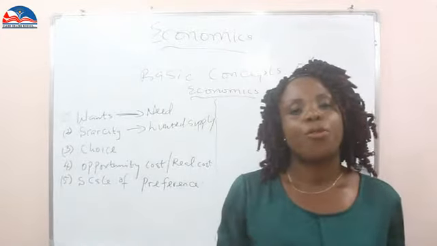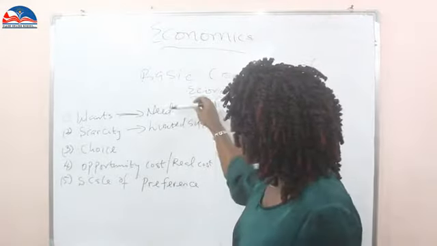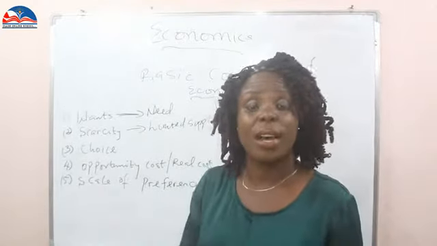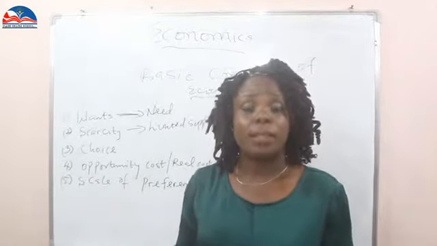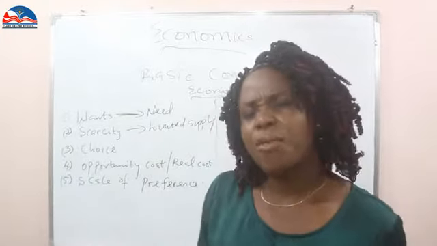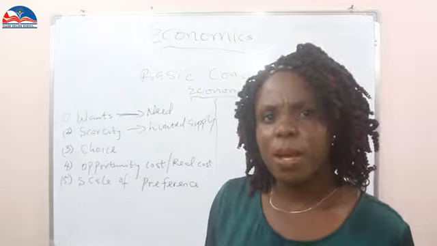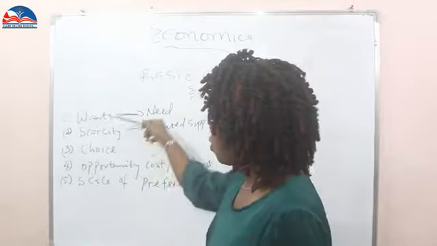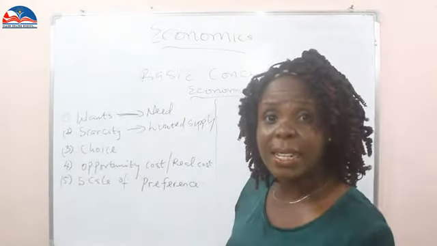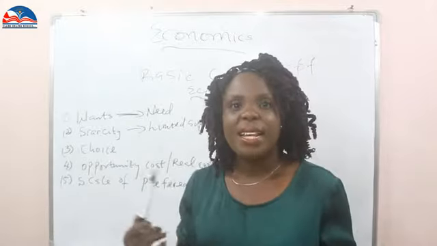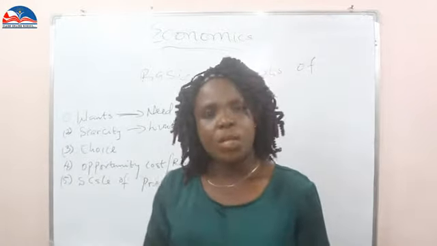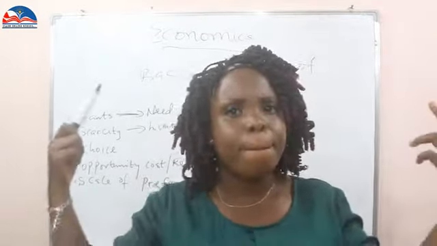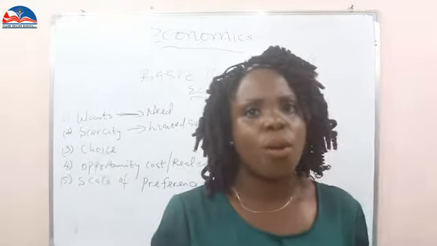Limited supply of resources. Remember in number one, we talked about wants, that human beings need almost everything the world can offer, and we cannot satisfy them. Now, having seen that, it has led us to a problem. How do we go about it? We come to this one, scarcity. We need all, but the resources on hand are limited in supply. That is to say, the resources we have on hand are very small compared to what we may use to satisfy our wants.